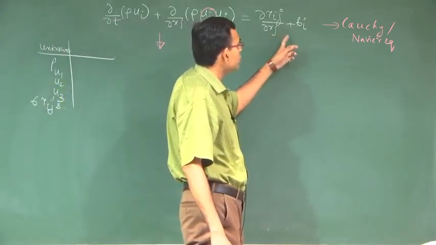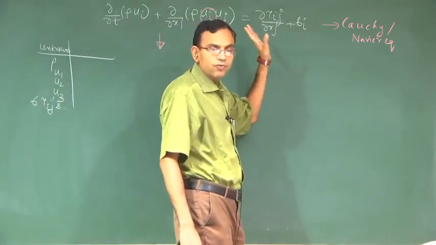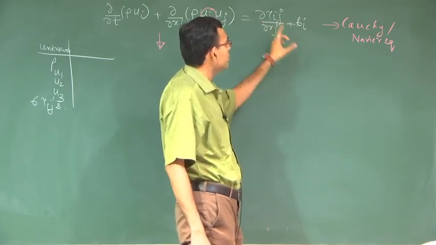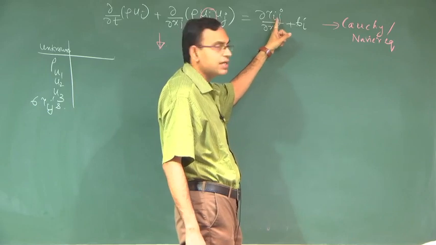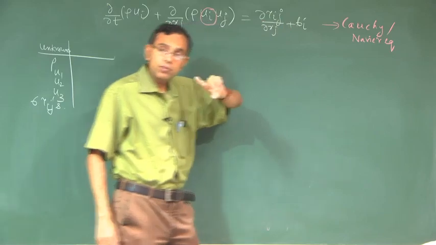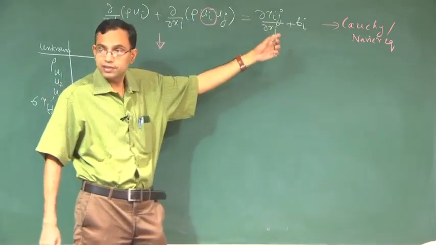This is also called the momentum equation. In fluid mechanics, normally people do not call it the linear momentum equation, because the fact that tau ij is equal to tau ji is embedded within this equation. So, angular momentum consideration is already embedded in this.